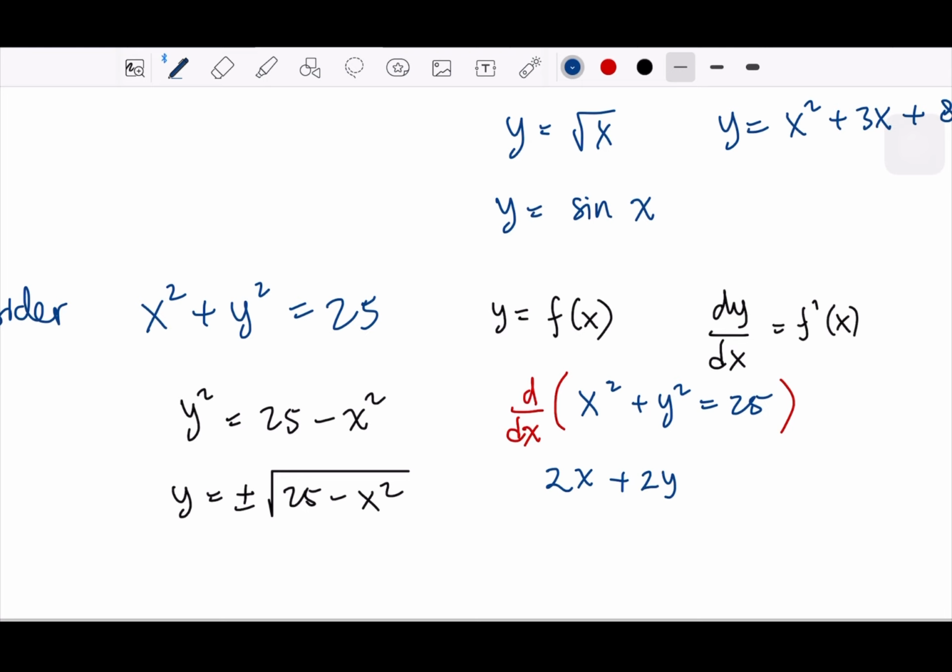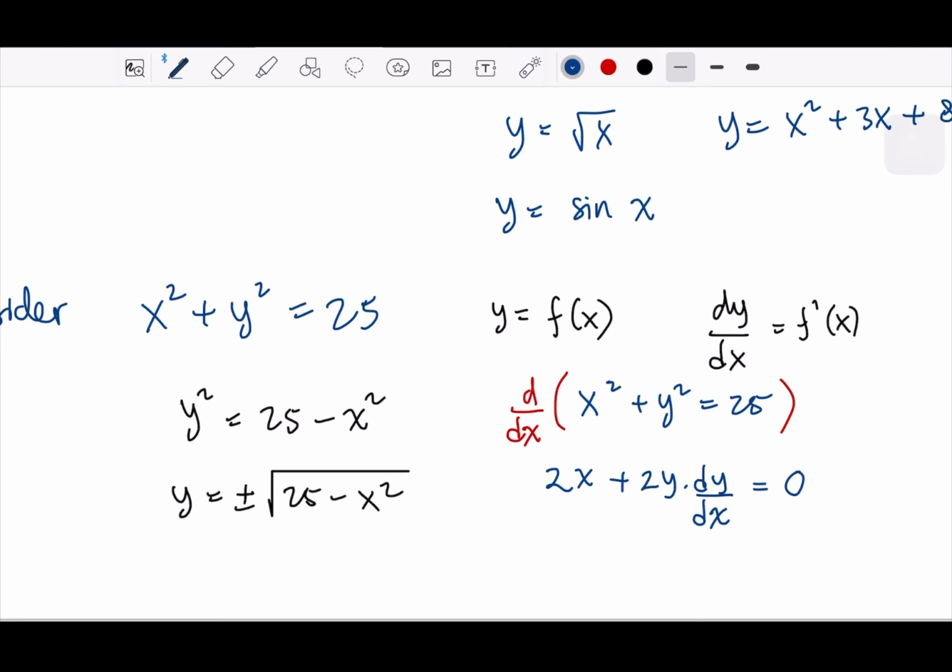But according to the chain rule, we need to multiply this with something that makes it more logical, makes more sense. So we need to take this dy over dx to here. Okay. And 25 is constant, so it's 0.